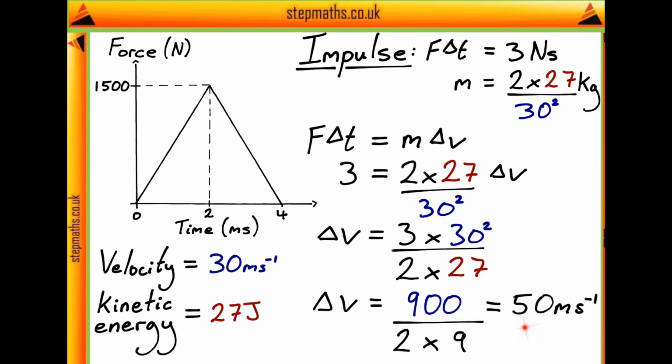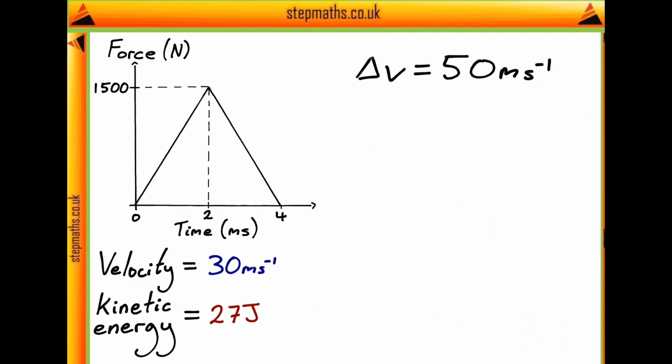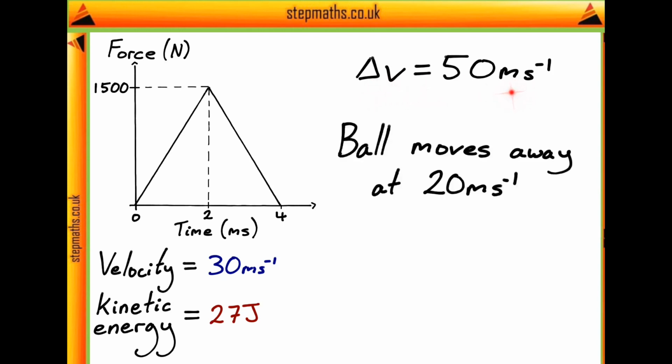But we're not quite done yet, because this is a delta V, this is the change in velocity of our tennis ball. So if our ball is originally going at 30 meters per second in one direction, and then the velocity changes by 50 meters per second in the other direction, our tennis ball is going to be moving away at 20 meters per second in the opposite direction. So this answer corresponds with answer A given in the question.